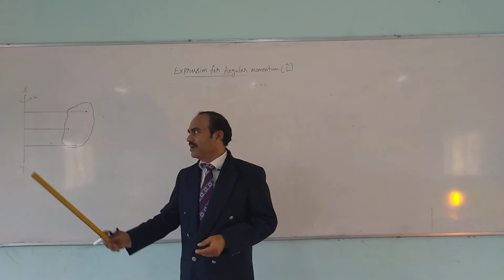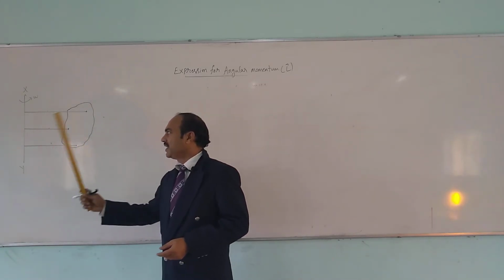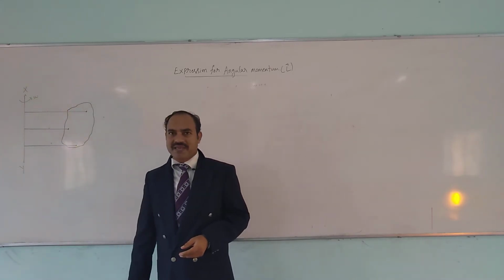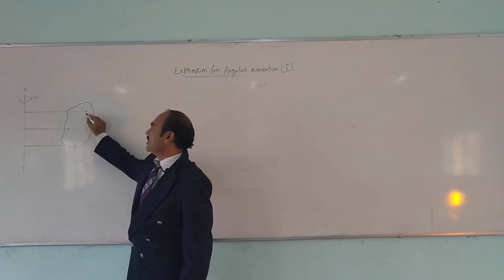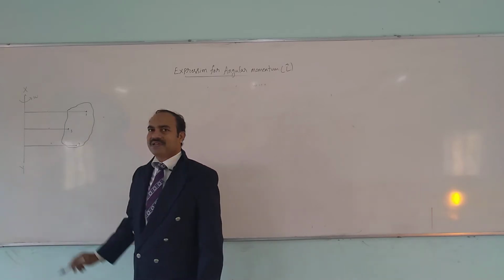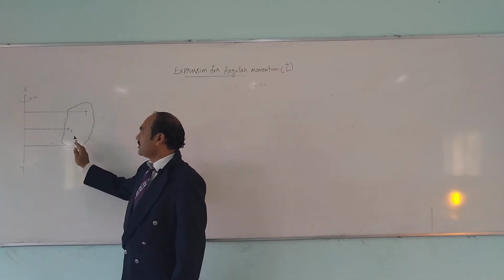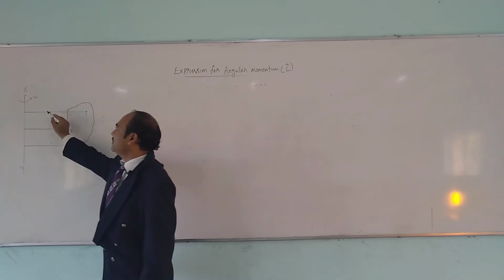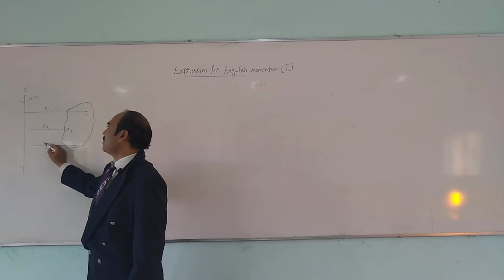Consider such a rigid body like this. This rigid body is making rotation about an axis xy with angular velocity omega. Now consider three small particles. Call these particle number 1, particle number 2 and particle number 3 inside the rigid body. These particles are situated at different distances from the axis of rotation. The distances are represented as r1, r2 and r3.